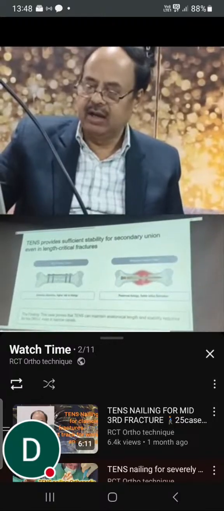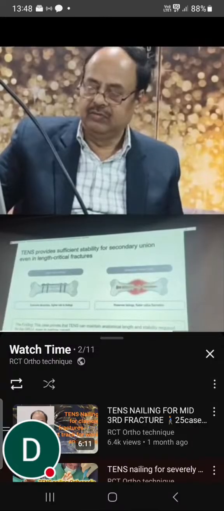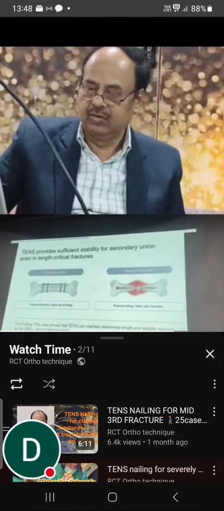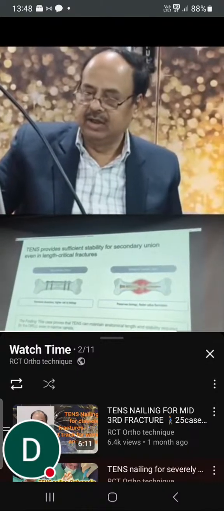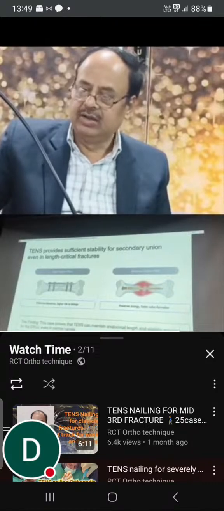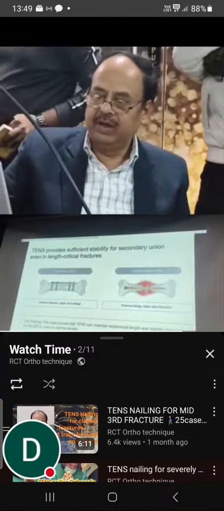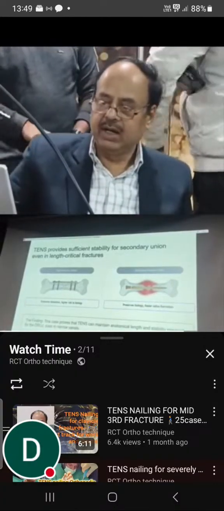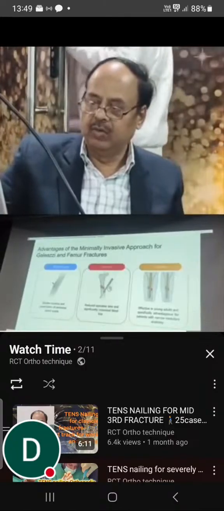The TENS nailing provides sufficient stability for secondary union even in length critical fractures, because of the narrow canal, and the length should be maintained and the DRUJ should be reduced properly. We followed the patient throughout 11 months for maintenance of the length and the DRUJ reduction.